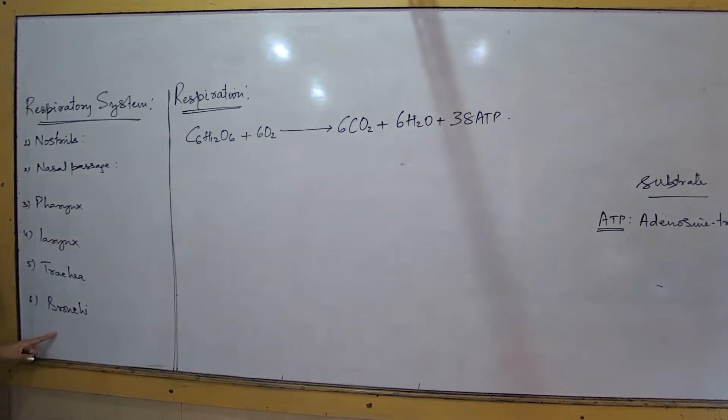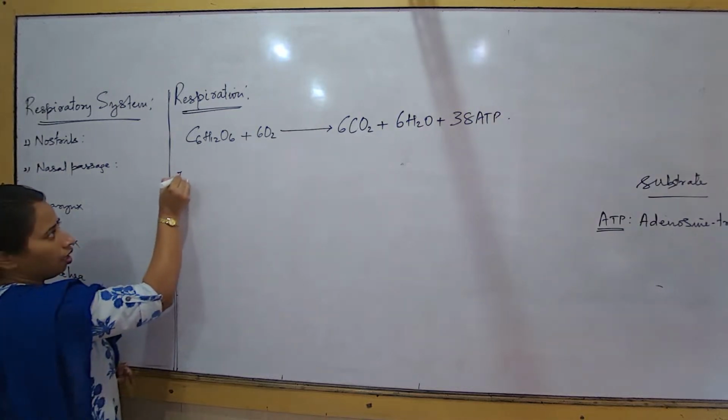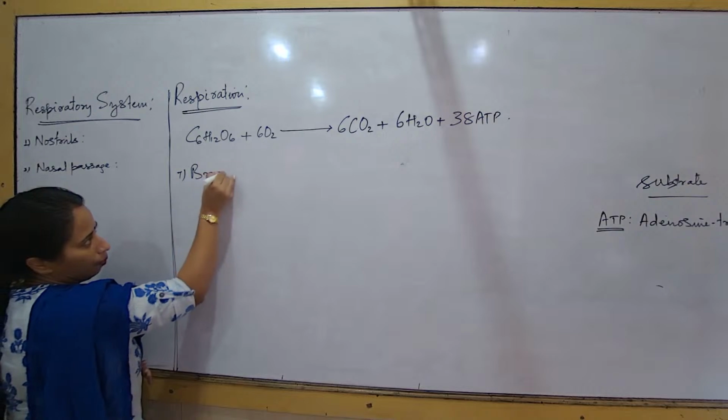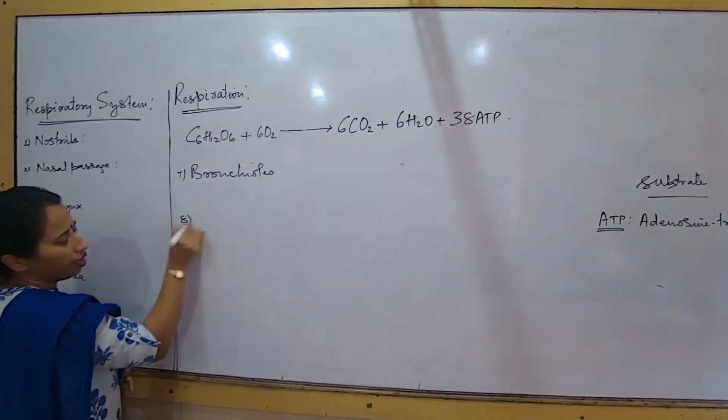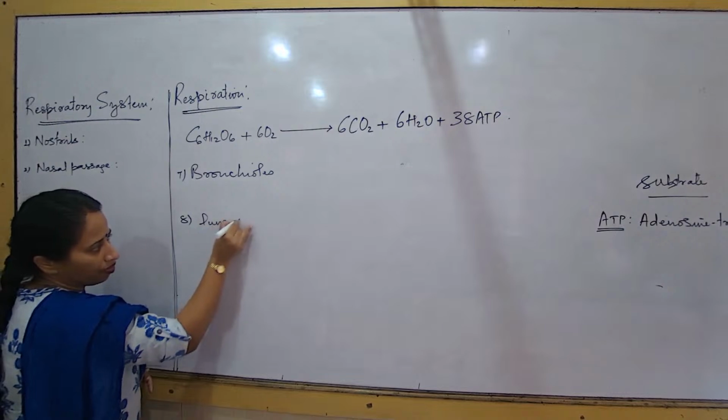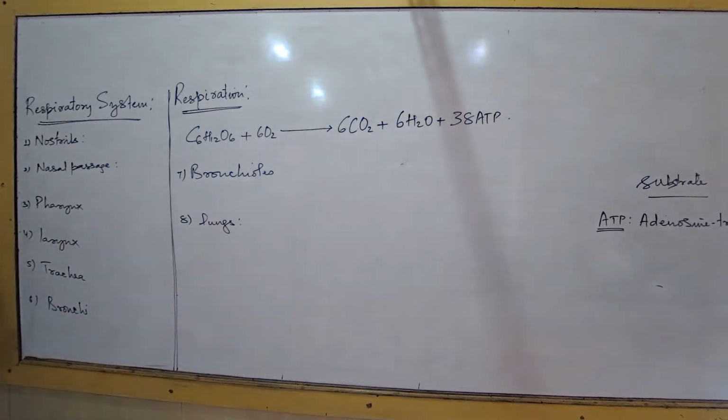Concentrate. We are talking about the bronchi. We are talking about the bronchioles. Specific functions for each we'll have to remember. And then we talk about the lungs. Now, these are the set of organs that we are talking about.